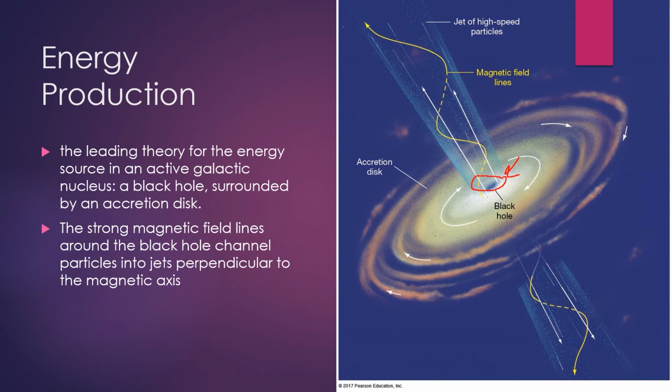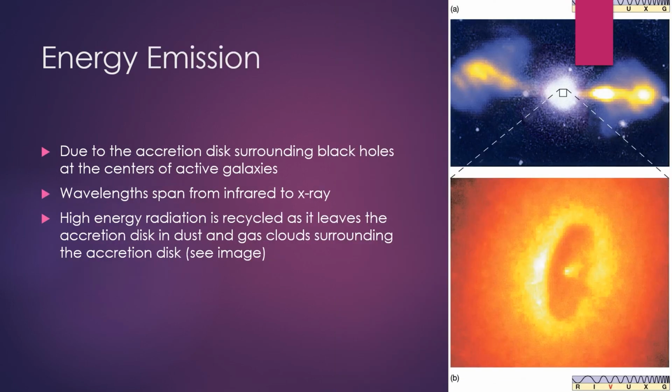The leading theory for the energy source in these active galactic nuclei is the black holes we just talked about. The strong magnetic field lines around the black hole will channel particles into jets perpendicular to the accretion disk, which is how they get jettisoned away, forming these lobes. Basically, the accretion disk creates a massive magnetic field, which is so cool. It is literally a particle accelerator. Thus, the energy emission we see is due to the accretion disk surrounding black holes.